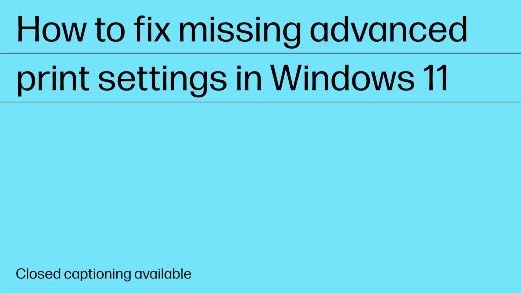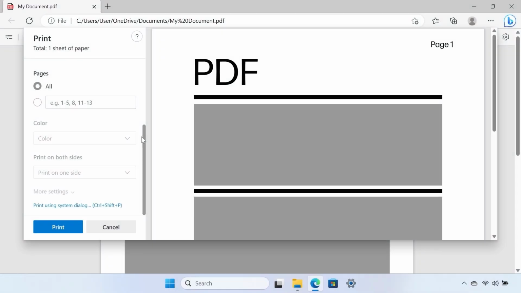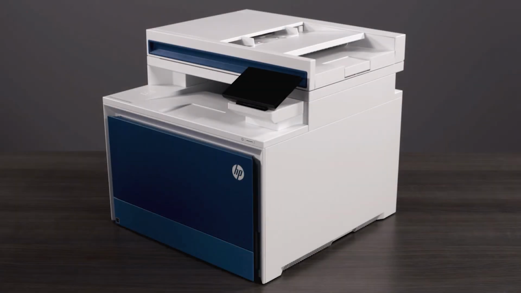How to fix missing advanced print settings in Windows 11. Occasionally, if you are using Windows 11 built-in print drivers, you might not be able to change advanced settings such as color, paper size, resolution, and two-sided printing, even if your printer came equipped with these features. The solution to this issue is to remove the printer from Windows and reinstall the latest built-in drivers.